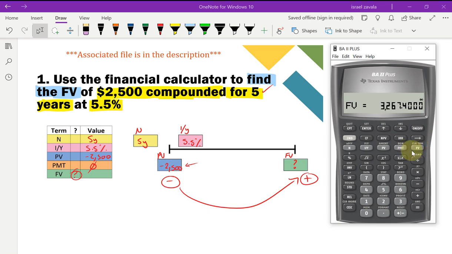So notice the future value came back positive, just as I said here. $3,267 and 40 cents.